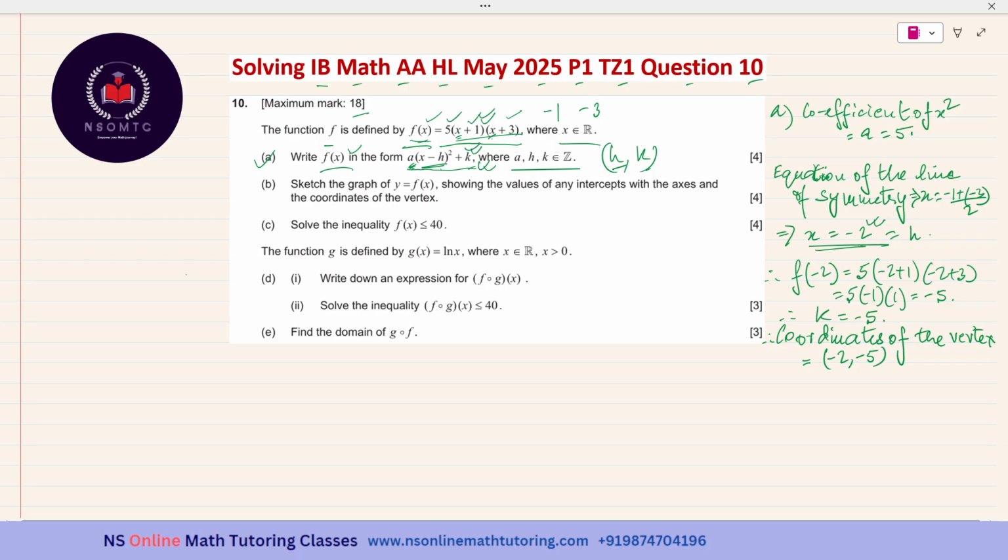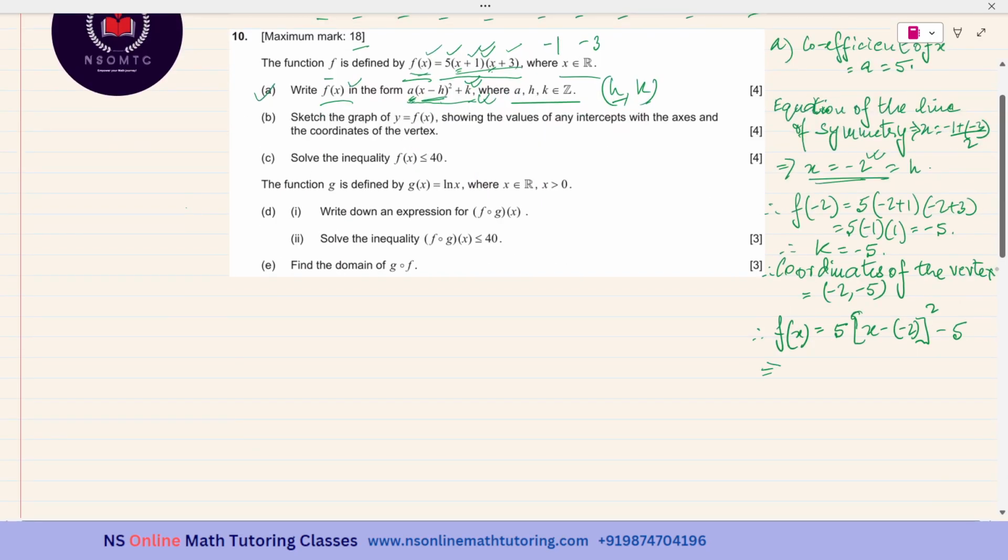So therefore, f of x is equal to 5 times (x minus h, h is minus 2, so minus minus 2) whole square, and k is minus 5. So this is equal to f of x equal to 5 times (x plus 2) whole square minus 5.